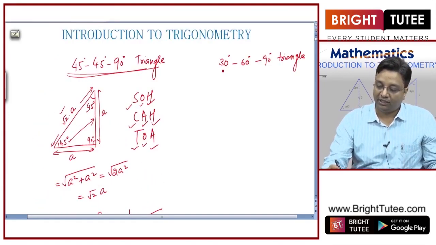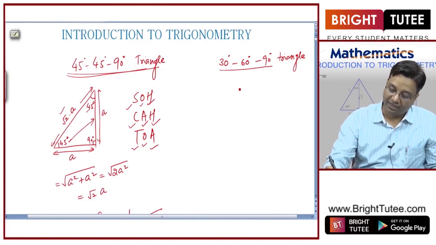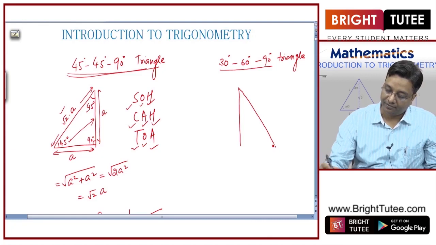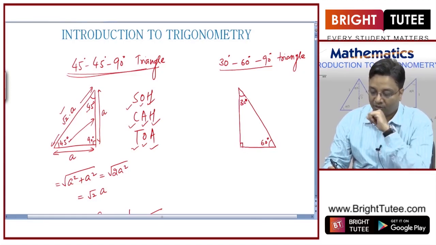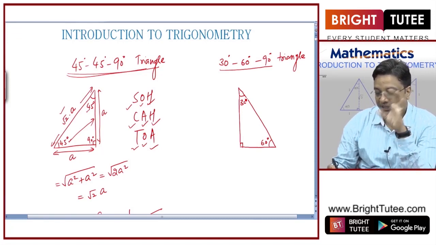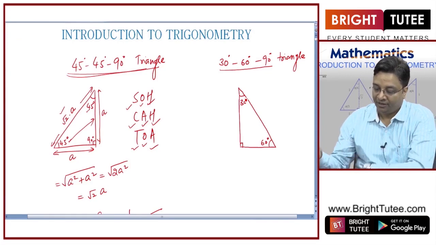Now, let us talk about the 30, 60, 90 degree triangle. So, if I make a triangle like this, okay, let us say this is 60, this is 90, so this will be 30, right? So, I need to find the trigonometric ratios of 30 degrees and 60 degrees, right?